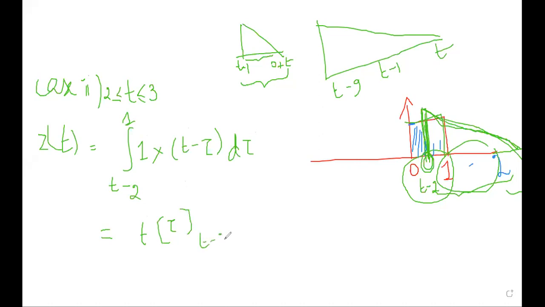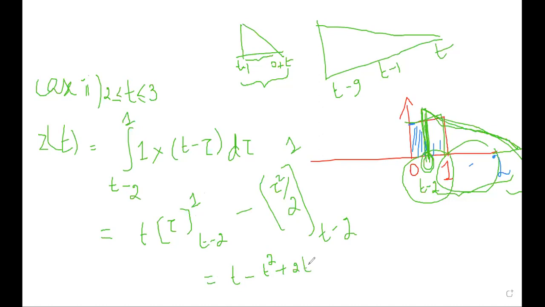T outside and inside the bracket is tau. So the limits t minus 2 to 1, it is not plus, it is minus tau square by 2. So I have to substitute the limits t minus 2 to 1. If I do the first one, I will get t into 1, then minus of t into t minus 2. Minus of t into t minus 2 means it is minus t square plus 2t, for the first term.